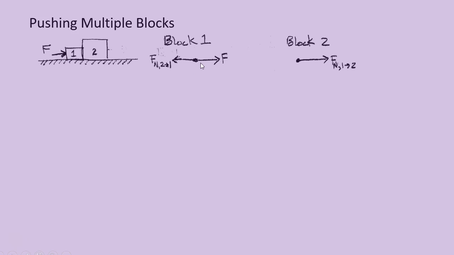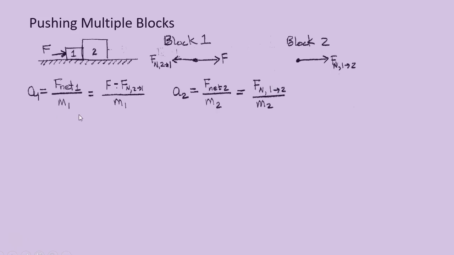For block 1, we have force F acting to the right, and we have block 2's normal force being exerted on block 1 acting to the left. And then for block 2, we have the normal force of block 1 pushing on block 2 to the right. Next, we set up our acceleration equations. So the acceleration of block 1 is equal to F minus the normal force of block 2 pushing back on block 1, divided by the mass of block 1.